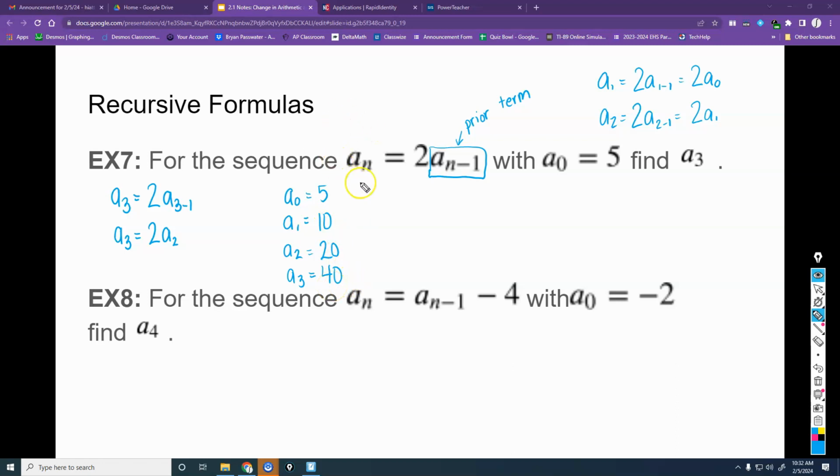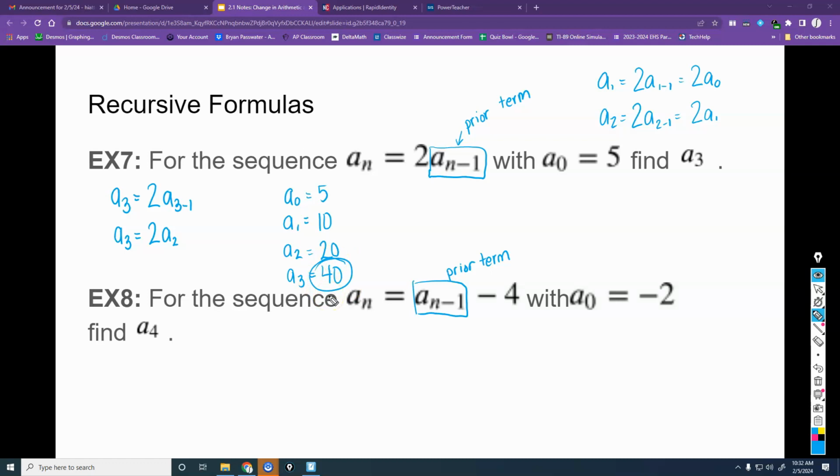And so this is what we call a recursively defined function. Instead of just having an n, it's got the term before that, a sub n minus 1, which is your prior term. So 40 would be our answer there.